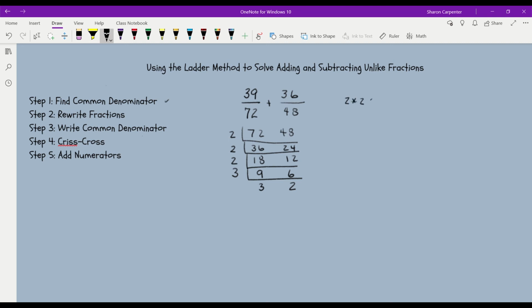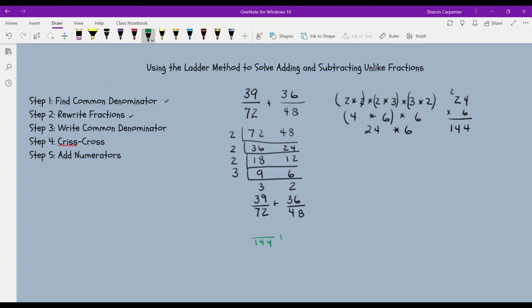2 times 2 times 2 times 3 times 3 times 2. Group them with parentheses. 2 times 2 is 4, 2 times 3 is 6, and 3 times 2 is 6. Group 4 times 6. 4 times 6 is 24, and 6 times 24 is 144. Rewrite the original fractions. 39 over 72 plus 36 over 48. Take our least common denominator, 144, and write it in our solution.